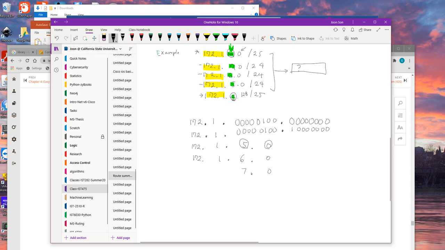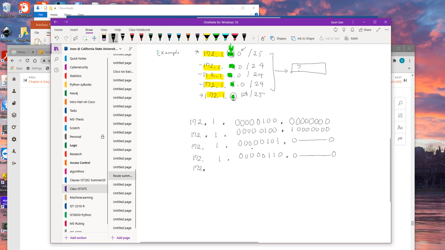And then now I'm going to convert this 5 into binary, and 0 is just 0. So 5.0 is 0, 0, 0, 0, 0, 1, 0, 1 dot, and everything else is 0. And the last ones: 6.0, where 6 is 0, 0, 0, 0, 0, 1, 1, 0 dot, and all the way to 0. And then the last one, 172.1.7.0, I have to convert the 7 in the third octet to binary. So the 7 is what?